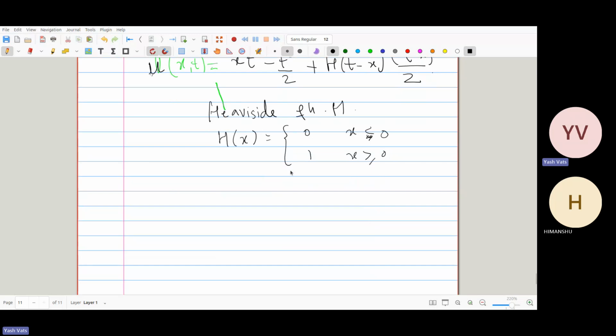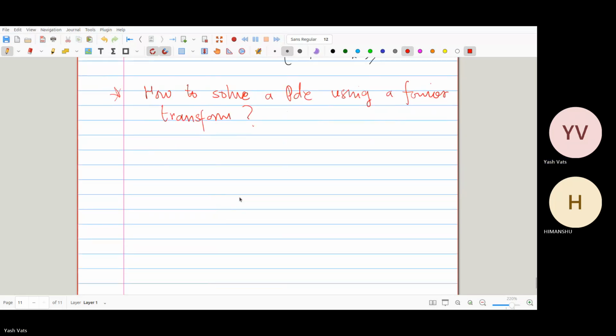I will just go with the Fourier transform then. So how to solve a PDE using a Fourier transform? Okay, let's go with that. So I just take the wave equation: del 2u by del t square equals c square del 2u over del x square, right?